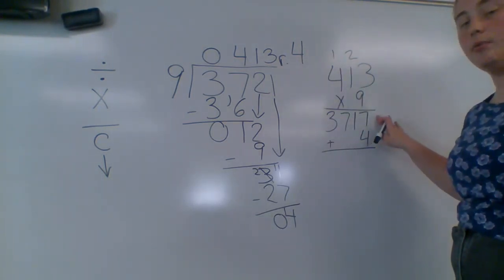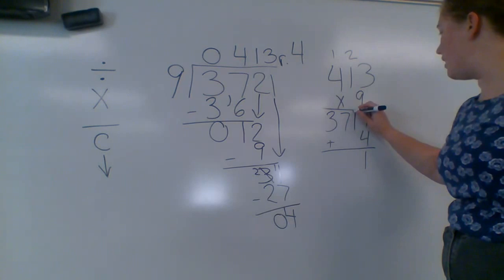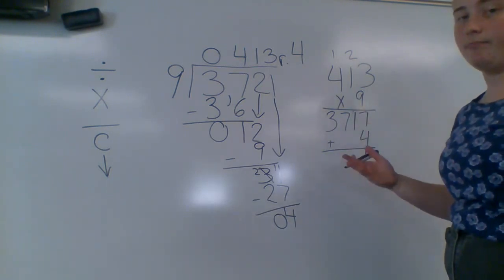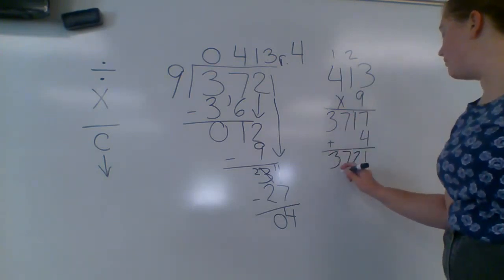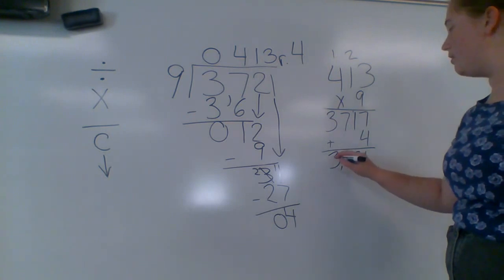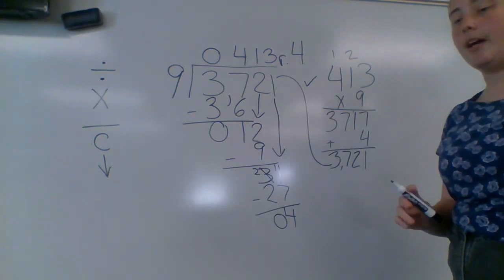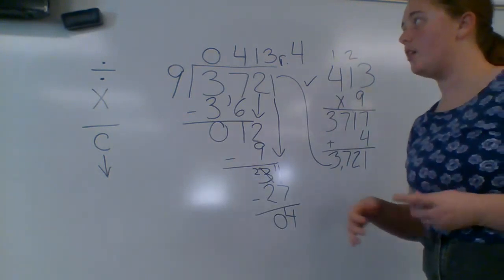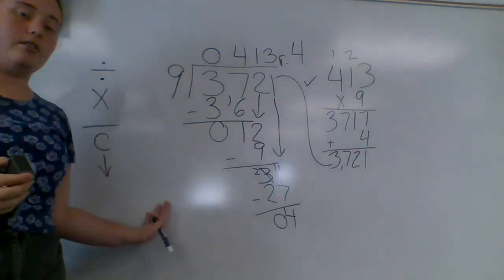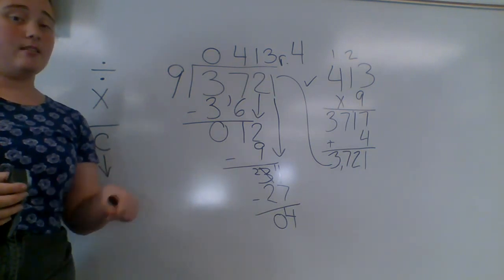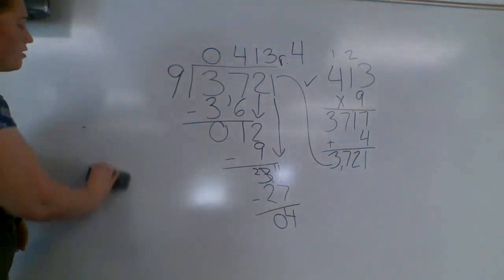So 7 plus 4 is 11, carry the 1. 1 plus 1 is 2. Carry down the 7. Carry down the 3. Now I have 3,721, which matches very nicely with 3,721. And my answer is checked. All right. Make sure you have this copied down correctly. If you did this work earlier and you got it incorrect, maybe erase it, go back, rework the problem, see if you can get the same answer that I did. Okay, make sure your answer is correct.